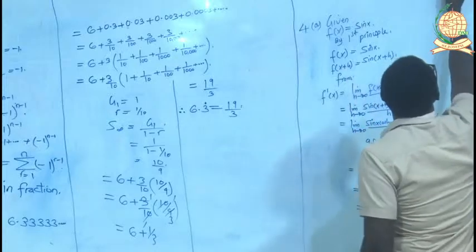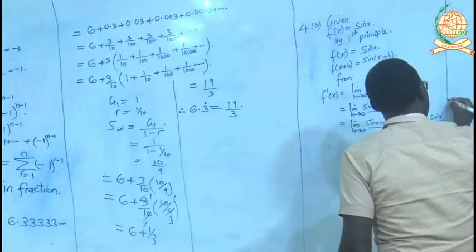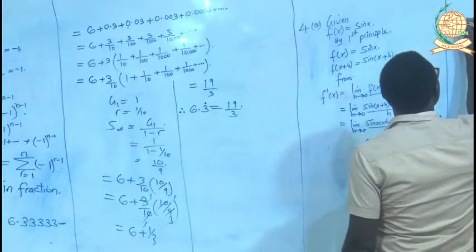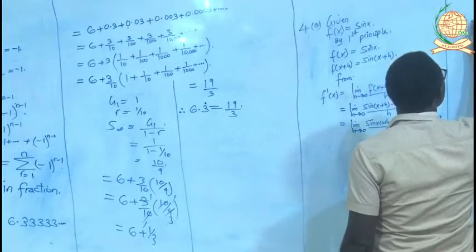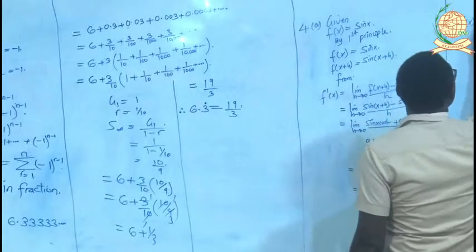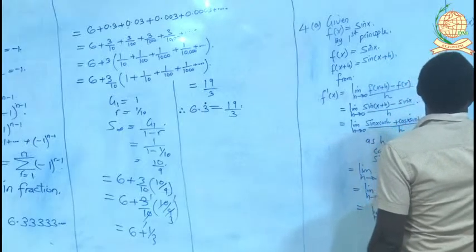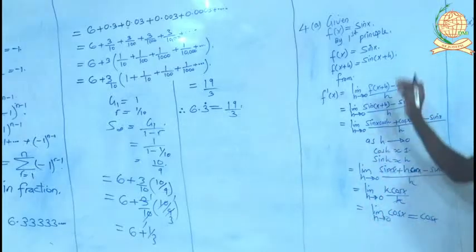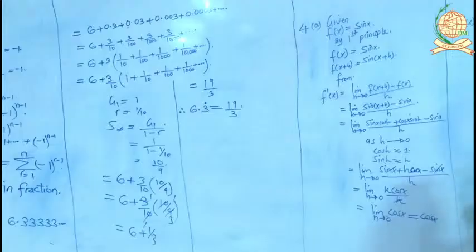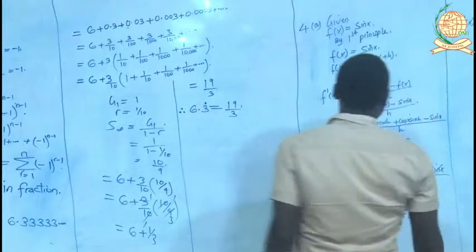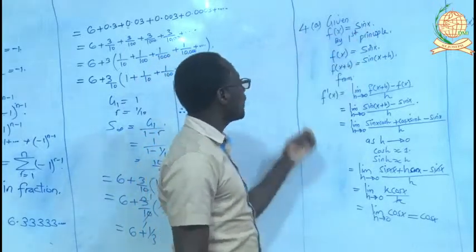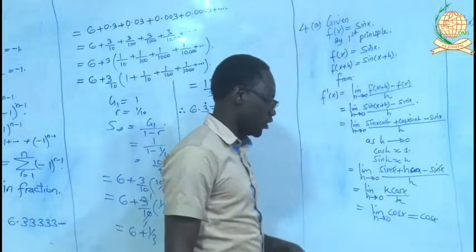And therefore, you conclude now f dash of x is equal to cos x. So the derivative of sine x, if you differentiate sine x, you will get cos x. I repeat again, the given function is f of x is equal to sine x, then find the derivative by using first principle.